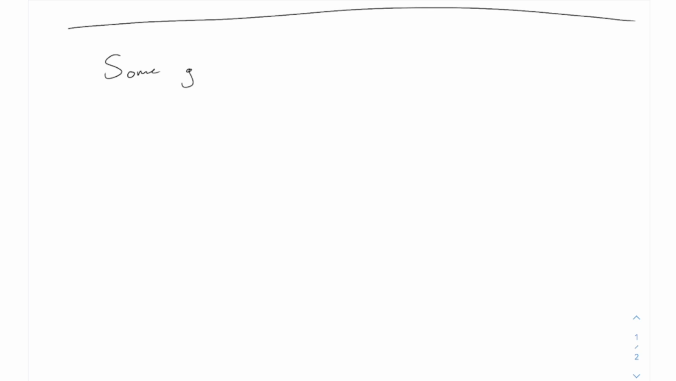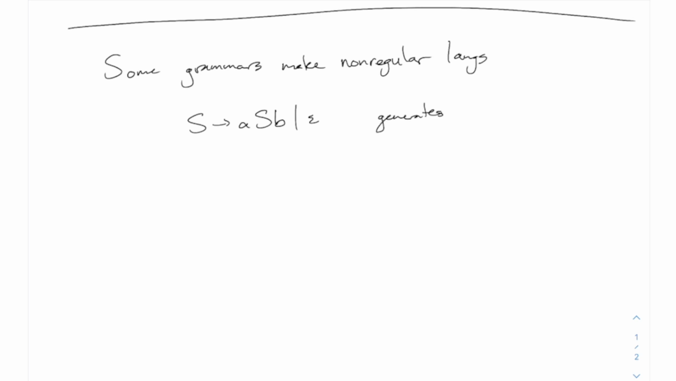Some grammars make non-regular languages. For example, the standard example is this. S goes to ASB or epsilon. This generates the language A to the N, B to the N, which is not regular. And so this means, in general, you cannot expect to convert a grammar into a regular expression, or NFA, or DFA. Does it have to have an epsilon for the grammar to be a grammar?